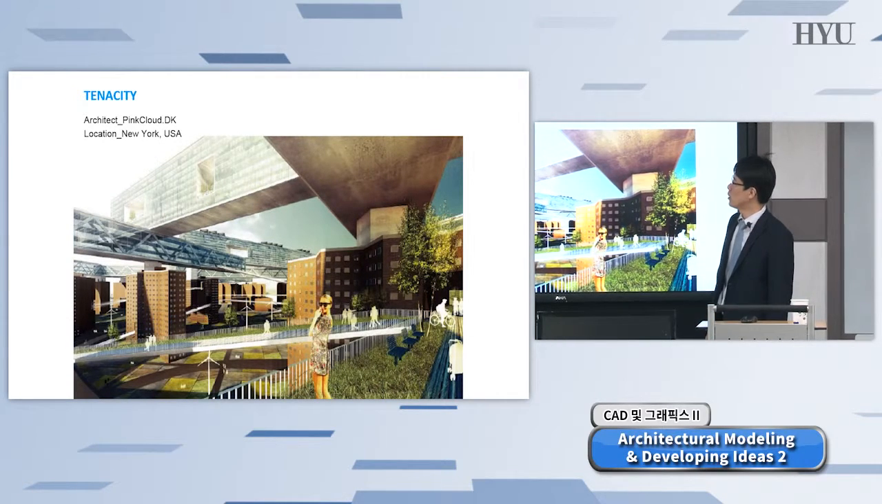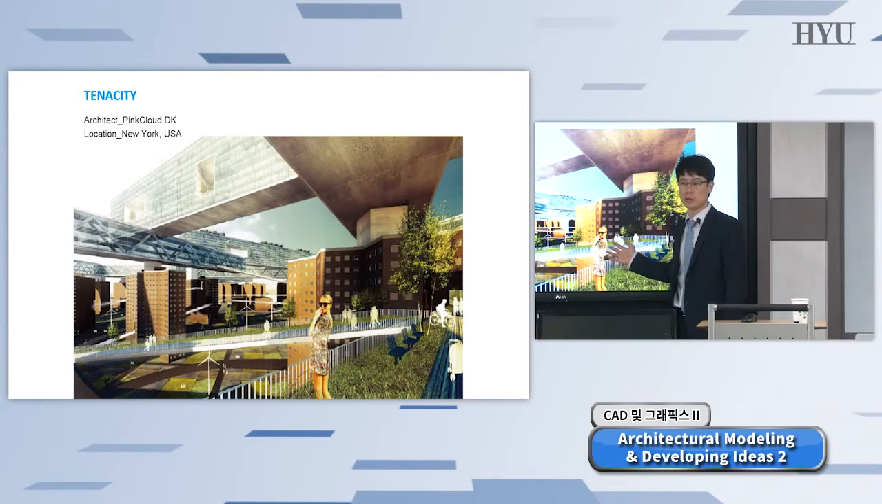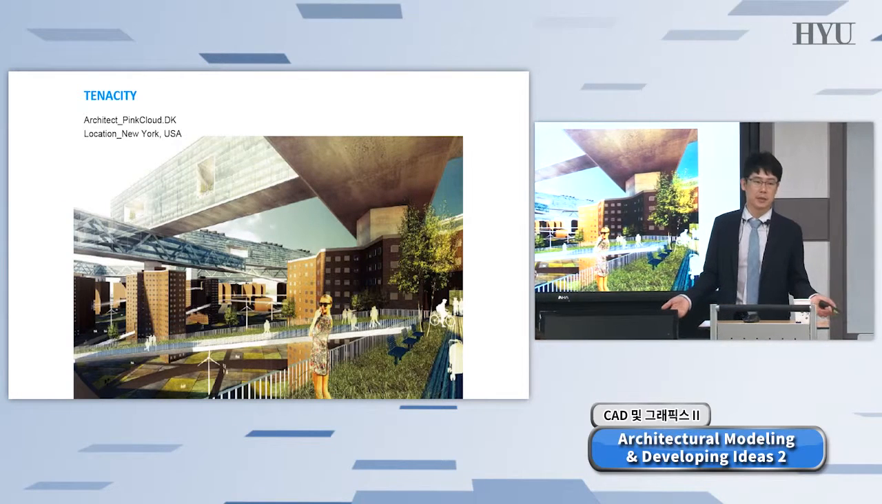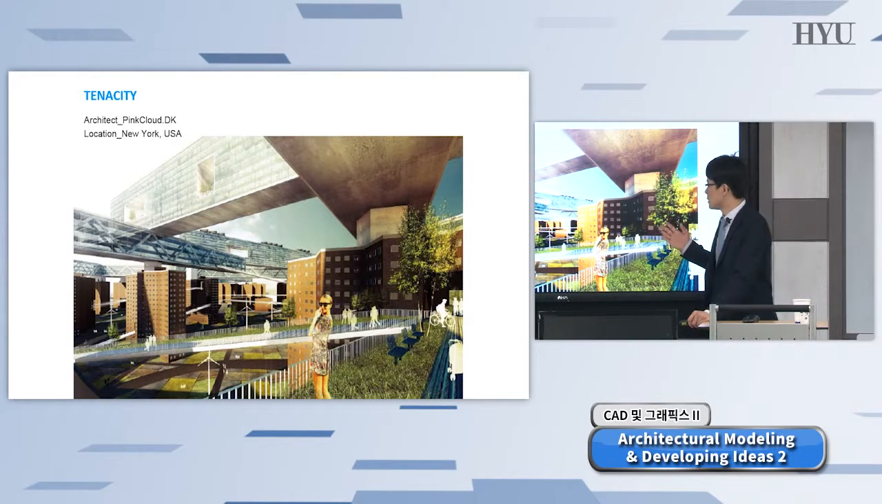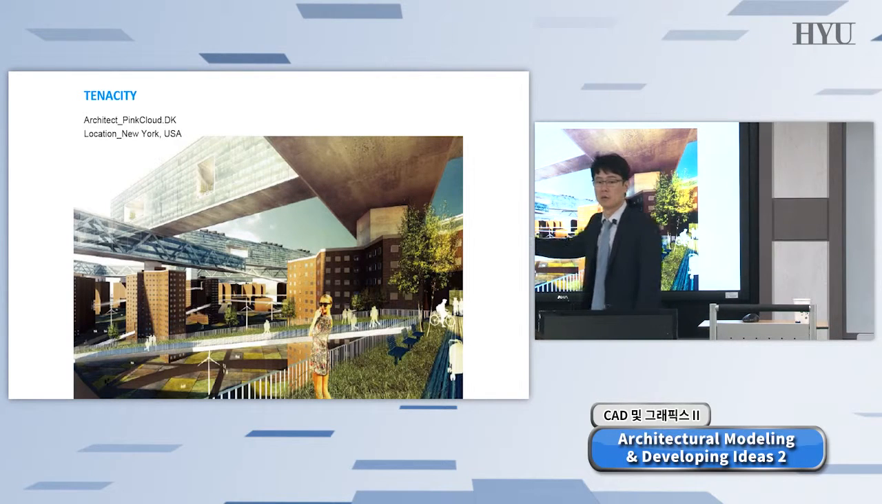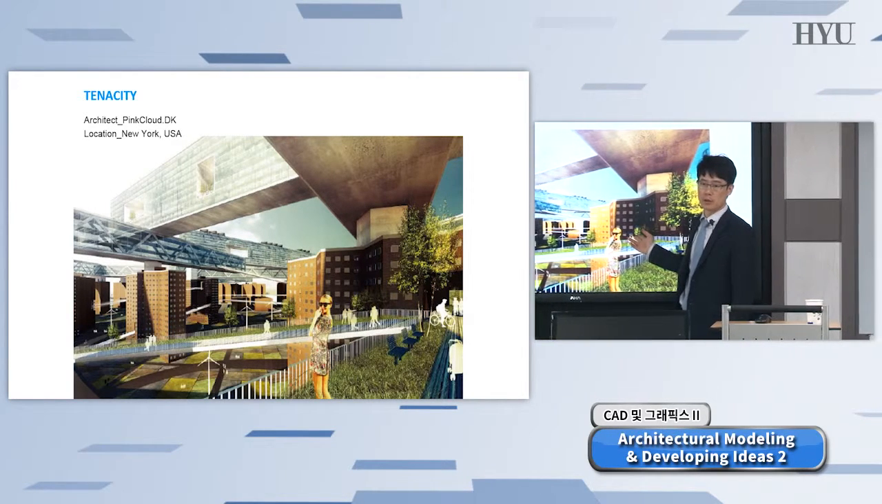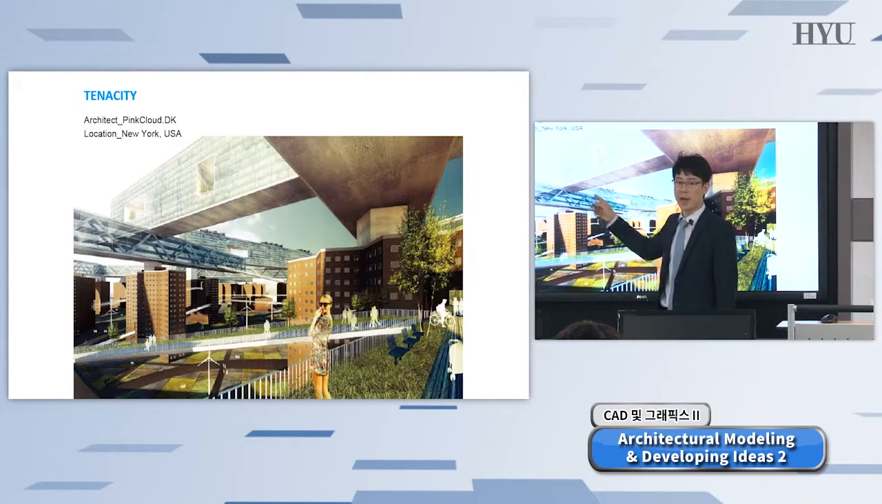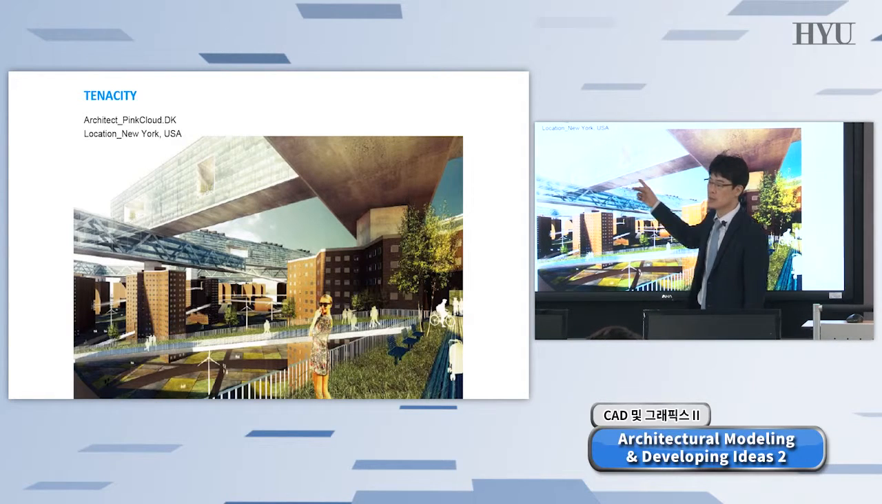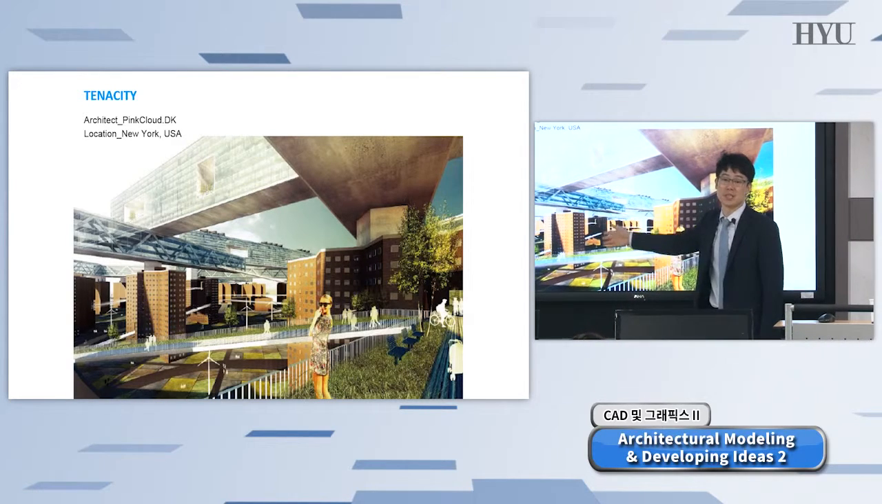So the next case is named Tenacity, okay? Architect Pink Cloud designed this one for New York City. As you know, New York, Manhattan is kind of a high density city, okay? But as you see in this single perspective image, a very architectural image, not photorealistic. But anyway, you can find that the brown colored buildings look like existing buildings, okay? Current buildings of the city. But take a look, the kind of overhanging, hanging bridge-like buildings cross over the existing buildings.